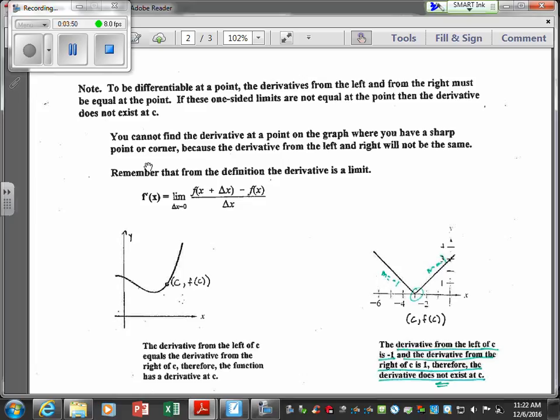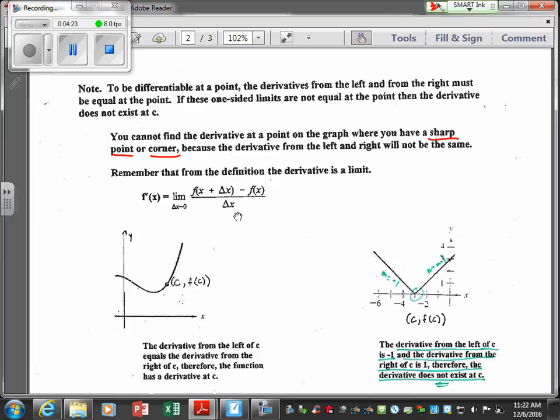To be differentiable at a point, the derivative from the left and the derivative from the right must be equal at that point. Basically, it's continuous there. If the one-sided limits are not equal at the point, then the derivative does not exist at that particular point. You cannot find the derivative, and here's what we want to pay attention to, where you have a sharp point or corner, because the derivative from the left and the right will not be the same.